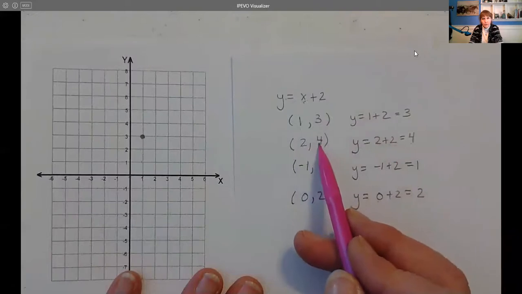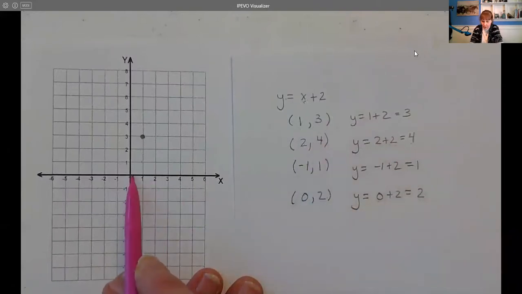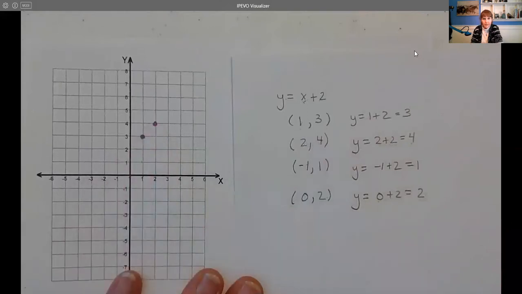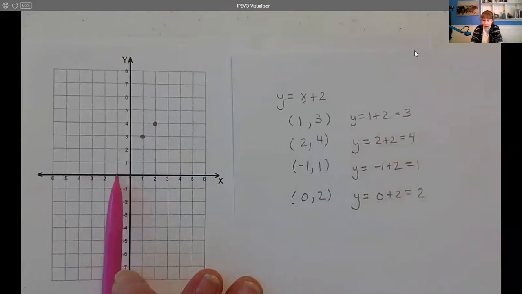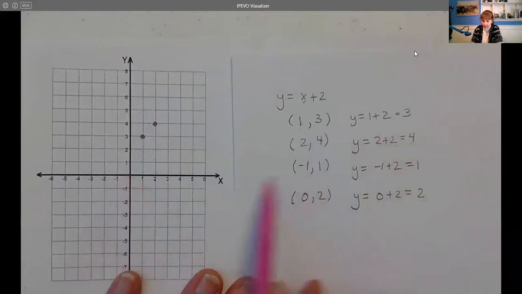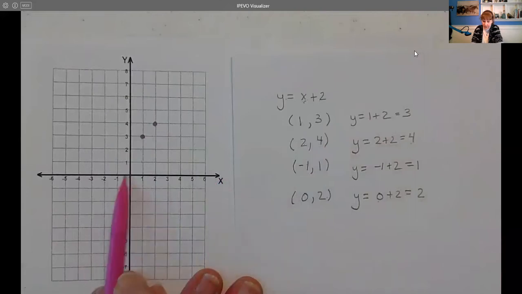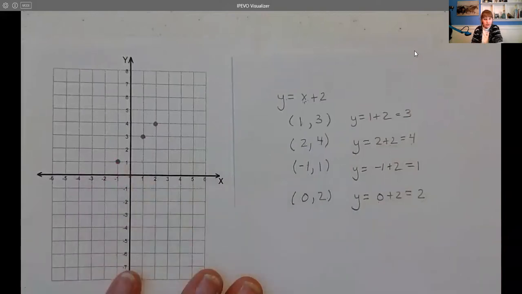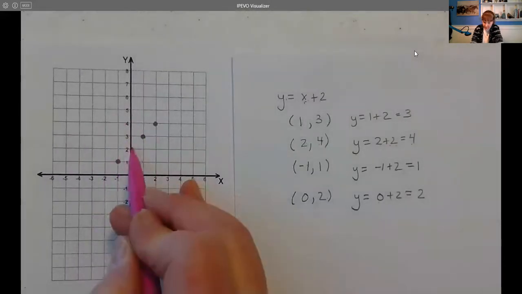Now let's do (2, 4). So we're going to go from the origin over 2 and up 4 and make another dot. And then let's do the (-1, 1). So we go to our (0, 0). We go to -1. That's the first number in the ordered pair, so our x. So we go -1, 1. There's our next point. And then we have the point (0, 2). So we go to 0 on the origin, we stay there, and we go up 2 for our other point.